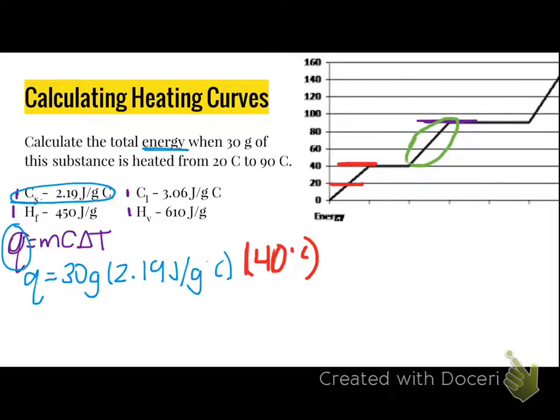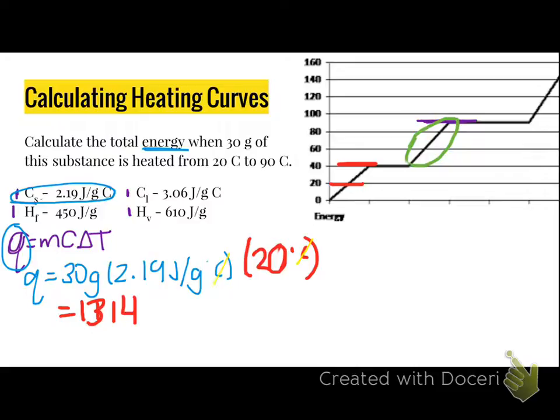Oh, you know what? I made a mistake. I hope you thought something was wrong there. This should be 20. I'm going to 40, but my change is 20. 30 times 2.19 times 20 gives me 1314 in my units. Let's take a look at those.